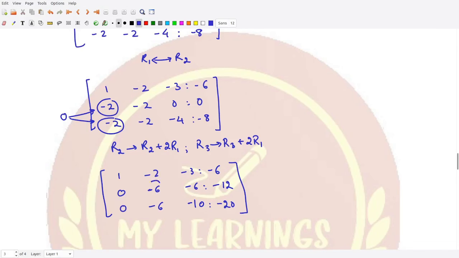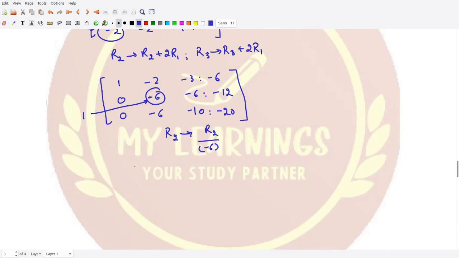Then we wanted to make this element as 1. So how we can do that? We have to apply the operation that on R2 we will divide this by -6. So when you divide this by -6, let's copy down the other two rows, 1, -2, -3 and -6 as such. The third row is also as such, 0, -6, -10 and -20, and the second row is 0 divided by -6 is 0, then 1, it is 2, right? So this is your matrix after calculation.